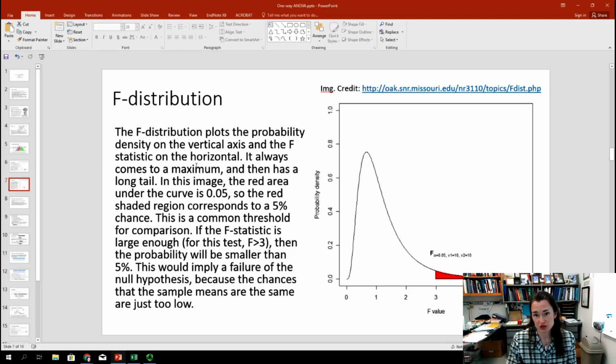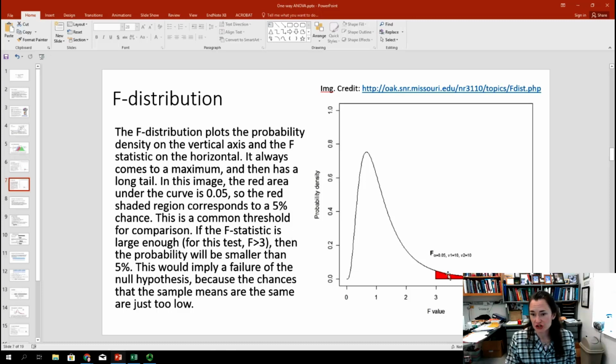Remember, this is a distribution function. So if I integrated it from 0 to infinity, I would get 1, right? Or 100% probability. If my area underneath my curve is 0.05, then that corresponds to a 5% probability or chance, right? Now this 5% threshold is a common threshold for comparison when doing ANOVA. Another common one is 1%, but we're going to dwell on the 5% threshold today.